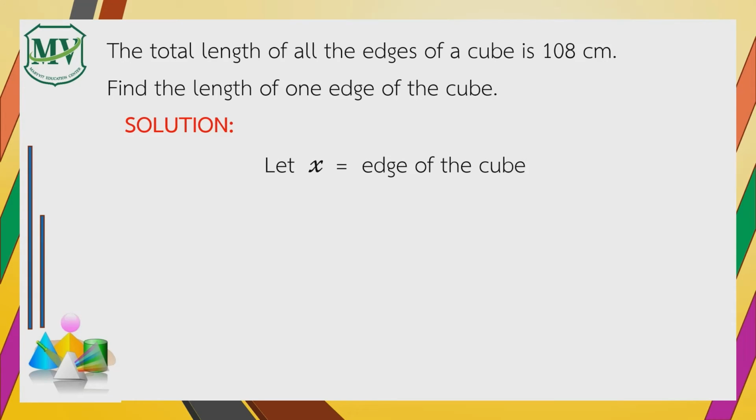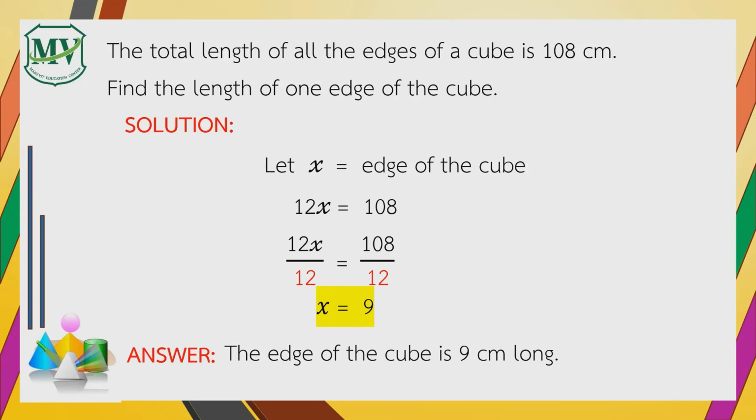And we will come out with an equation 12x is equal to 108. Use the property of division, which allows us to divide both sides of the equation by 12. Then we are going to get the value of x, which is equal to 9. So the edge of the cube is equal to 9 centimeters long.